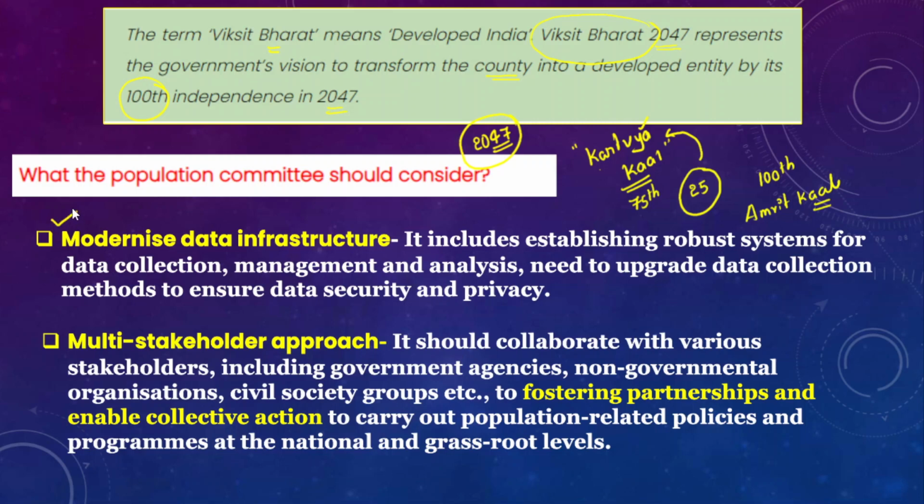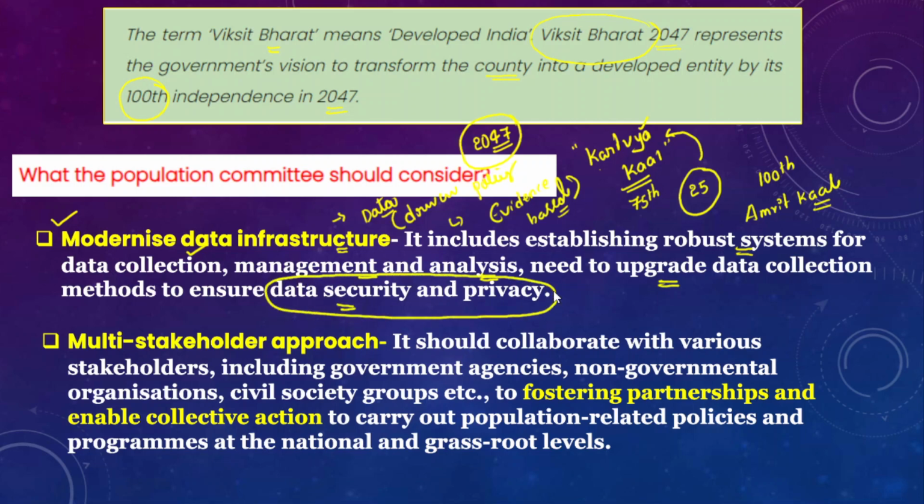Firstly, it would modernize the existing data infrastructure to make the data more and more reliable. Now we do not have an adequate amount of data with respect to population. So when we have reliable data, that will help us in data driven policy making, or even evidence based policy making. That is more impactful whenever we are implementing or announcing any new policies that target the existing demographic dividend. So this population committee is tasked with modernizing existing data infrastructure, to build robust systems for data collection, management, analysis, and it will upgrade the data collection methods to ensure data security as well as data privacy. So this is the first consideration of this population committee.